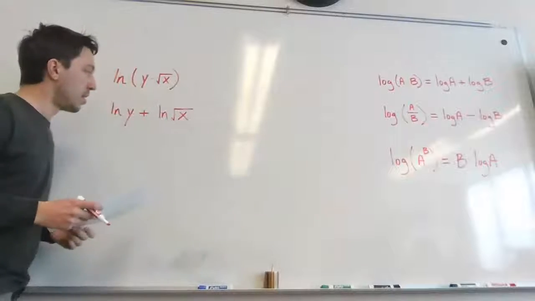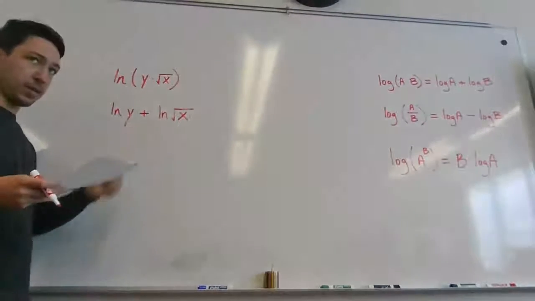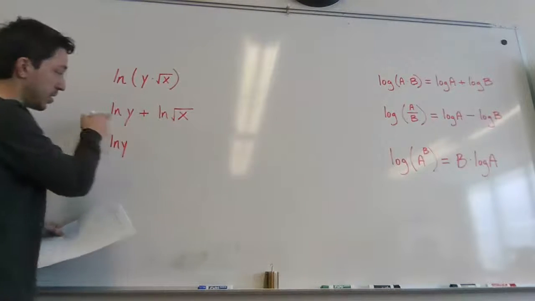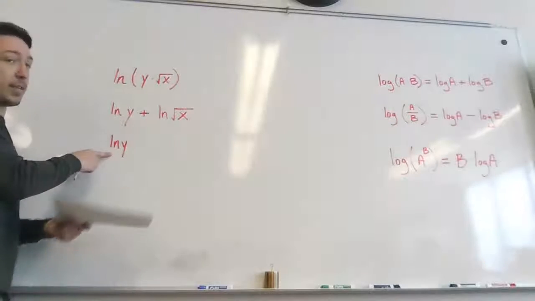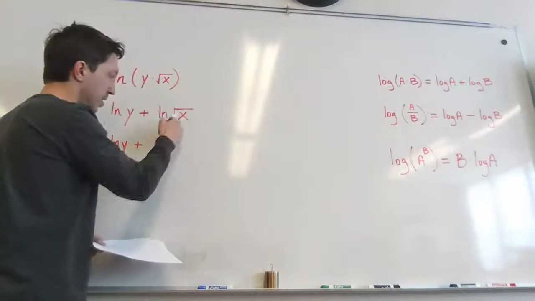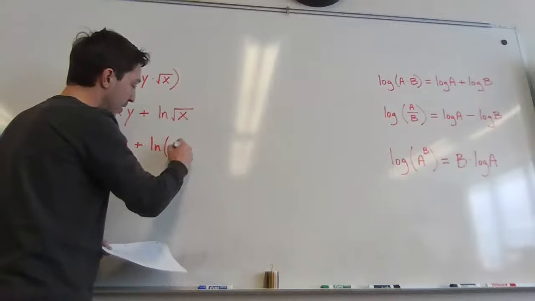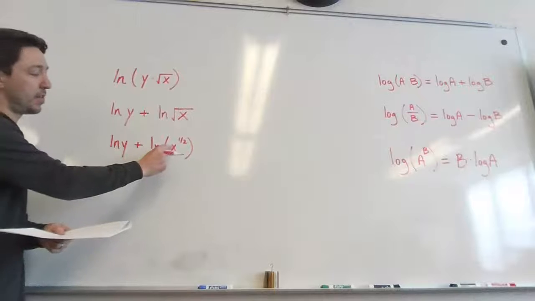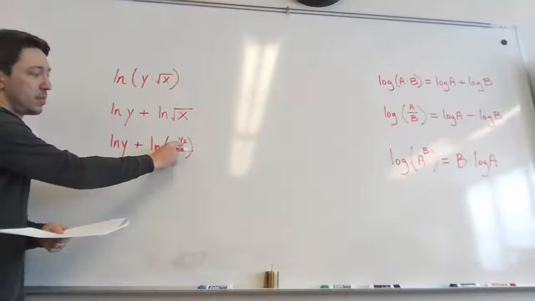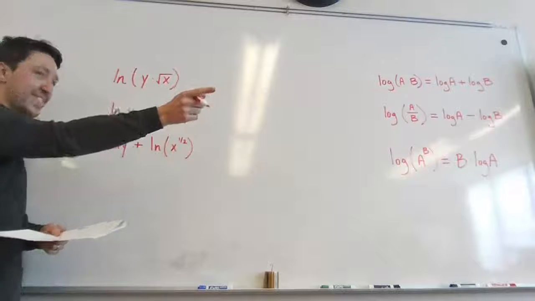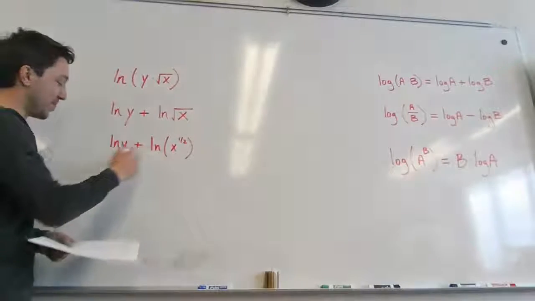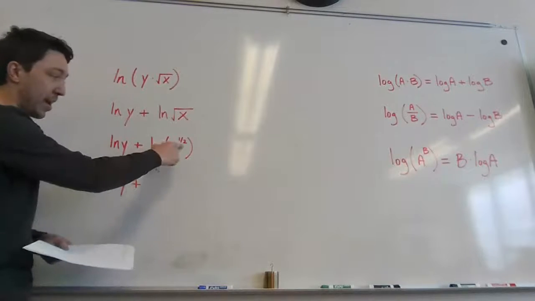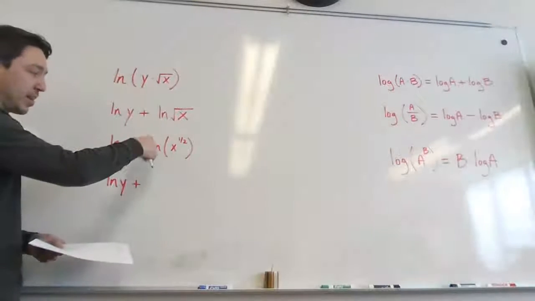Okay. Now, this looks pretty good. We're not quite done yet, though. This guy's done. He's broken down. You can't get anything else out of that. But this guy is like saying log of x to the 1/2 power. Now, what can we do if we have log of thing to a power? Exactly. Okay, that 1/2 can basically move outside as a multiplier.